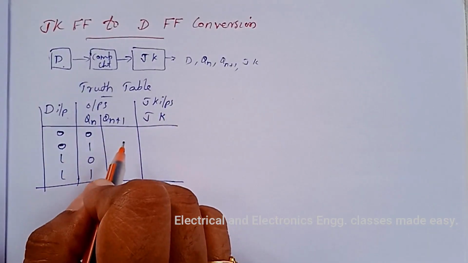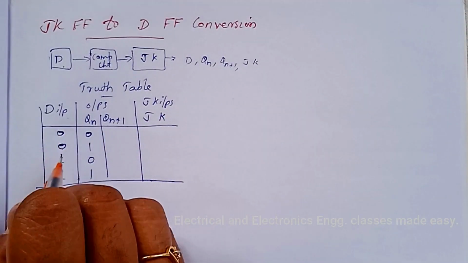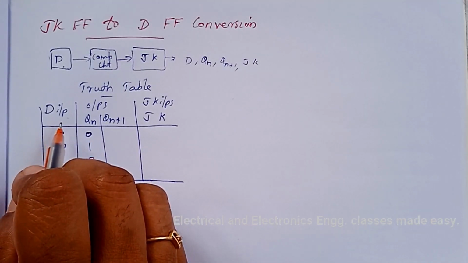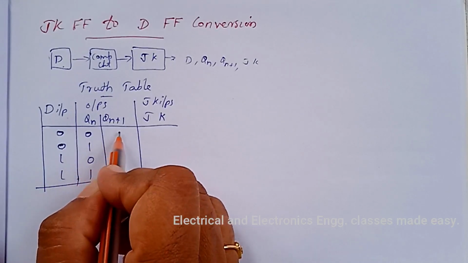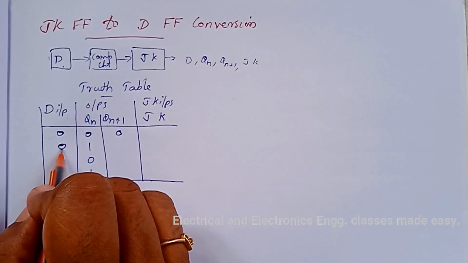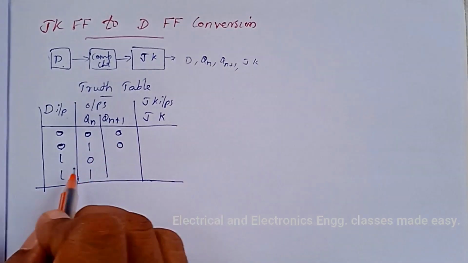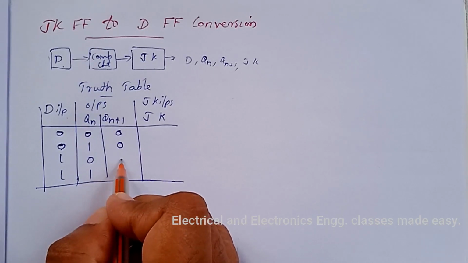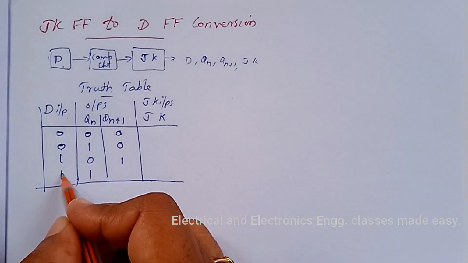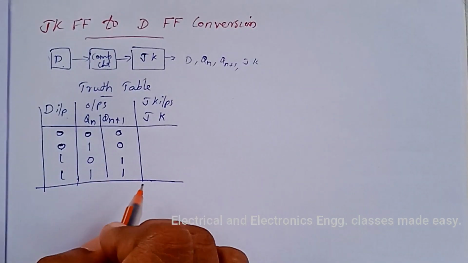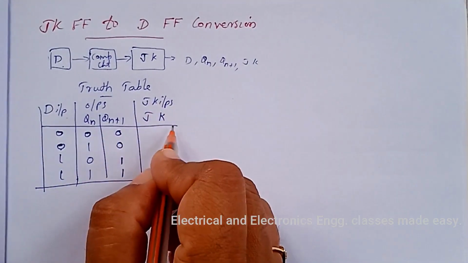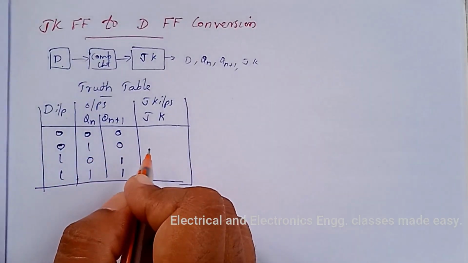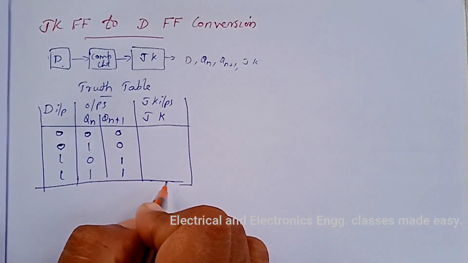Now we have to find the next state to be obtained with this D input. While applying 0 to D input, the output is 0. Here also 0, then output will be 0. While applying 1 to D input, the output will be 1. Here also while applying 1, the output will be 1. Now we have to find the JK input for these outputs. So this is the next state to be obtained.